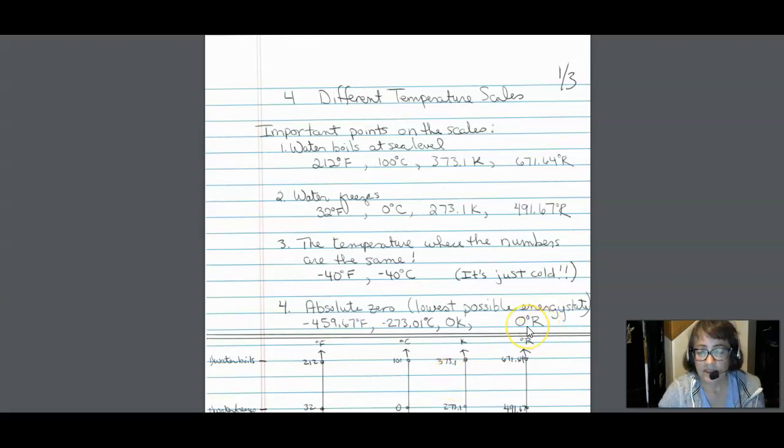It's set so that 0 degrees Rankine and 0 degrees Kelvin are both absolute 0, and so 0 Kelvins and 0 Rankines are the same temperature. It's just that the size of a degree Rankine and the size of a degree Kelvin are different. The Rankine is the same size as Fahrenheit. Kelvin is the same size as Celsius or centigrade. So that means that absolute 0 is all 4 of these things. If we call it Rankine, it's 0 degrees. If we call it Kelvin, it's 0 degrees. But in centigrade or Celsius, it would be negative 273.01 degrees. And in Fahrenheit, it's negative 459.67.